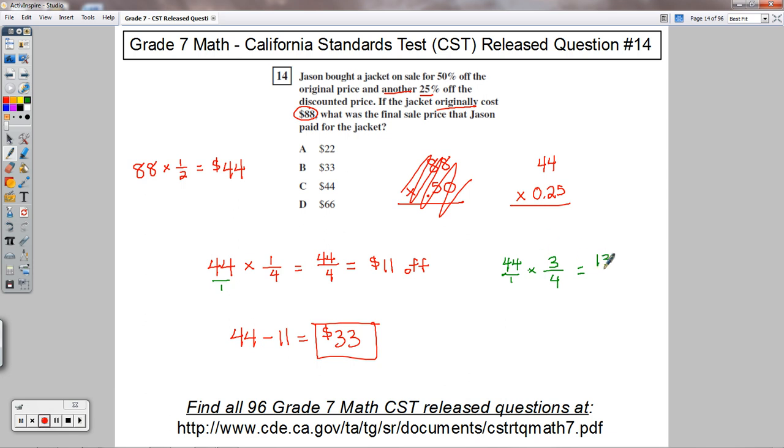That would be 132 over 4, and if you divide 132 by 4, I'm leaving out the long division here. You can check that yourself if you want to, but you would get $33 as an alternate method to solve this problem. You could also do the long multiplication way. You would have gotten the same number here as $11 off, and then do 44 minus 11 to get the same final answer of 33. So final answer, any way you go about it, is going to be choice B, $33.